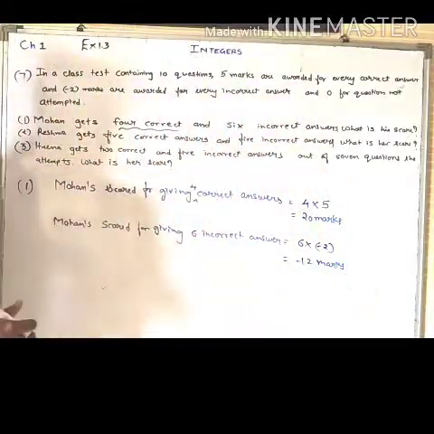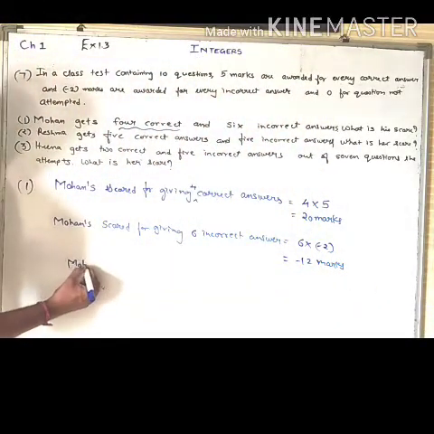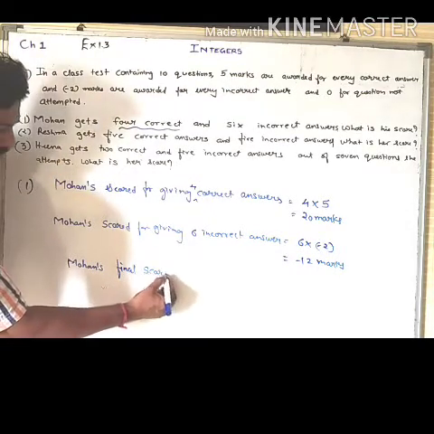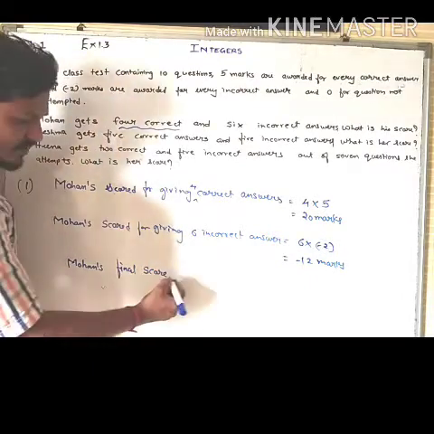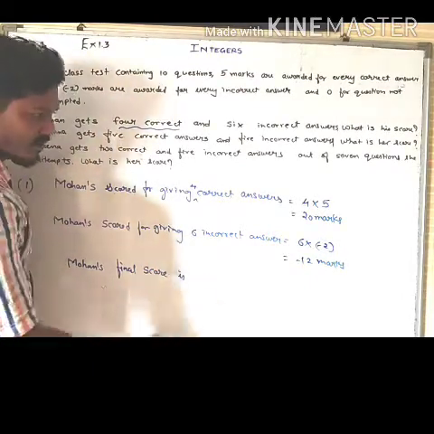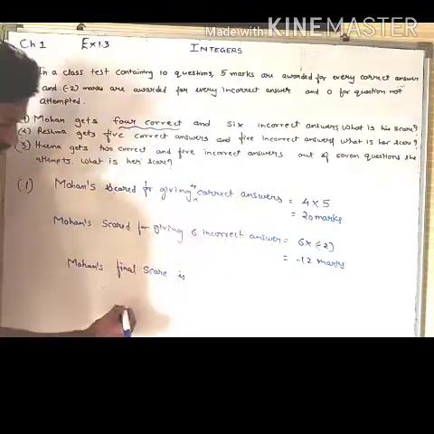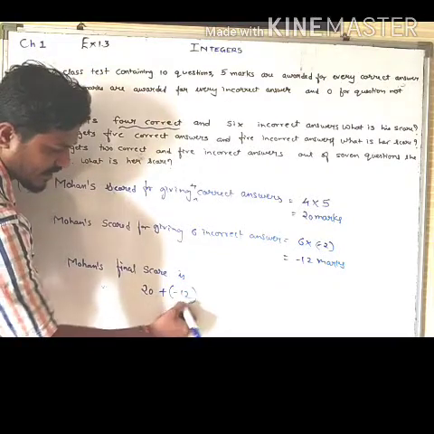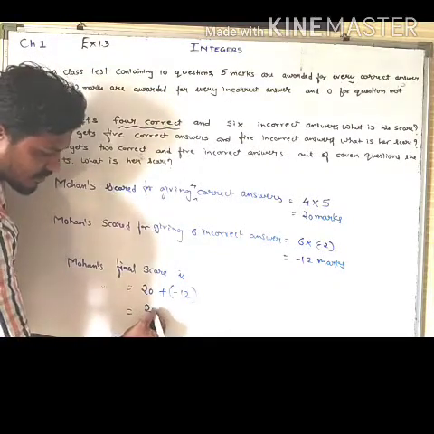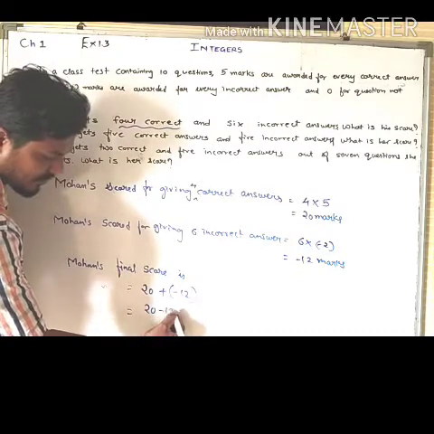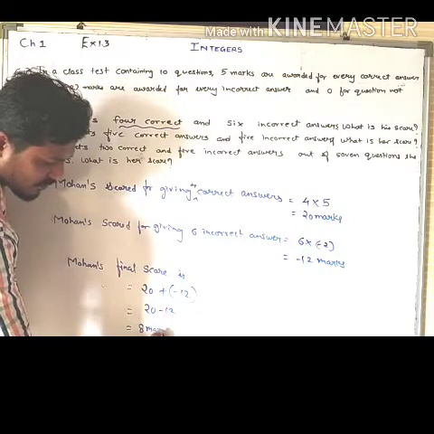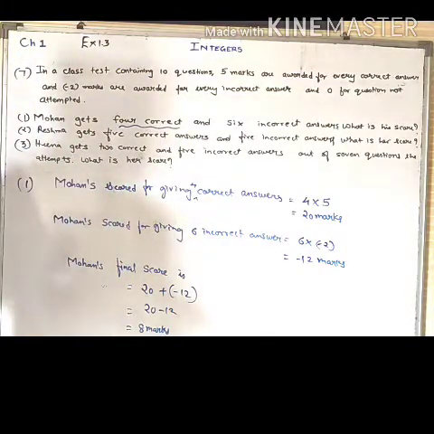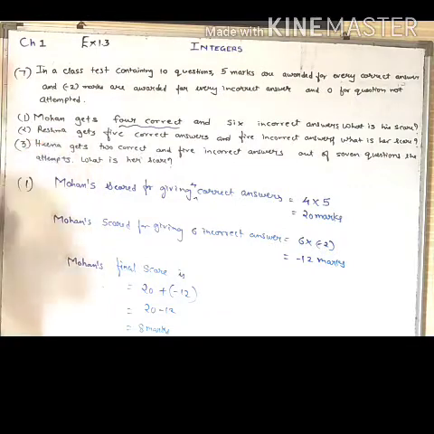Now what is his score? So Mohan's final score is, that is what you need to do now. He scored 20 marks plus he scored negative 12 for incorrect answers. That is for plus minus minus only. So his final score is 8 marks. Now let us see second one.